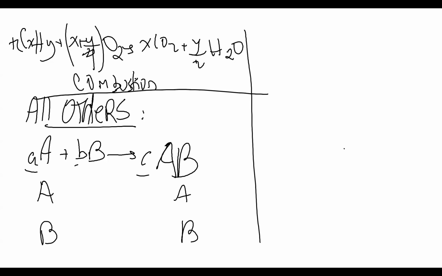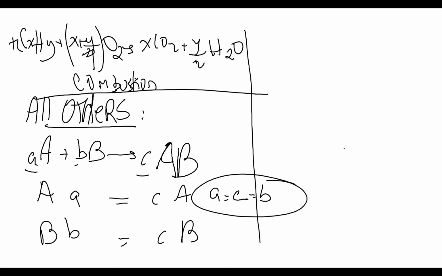We put, how many A's do we have for the A? We have an A. For B, we have a B. A here has a C, and B here has a C. And we put an equal between them. So A equals C equals B. So now our equation is balanced. Now I gave you a simple reaction, which is the easiest one, the addition.